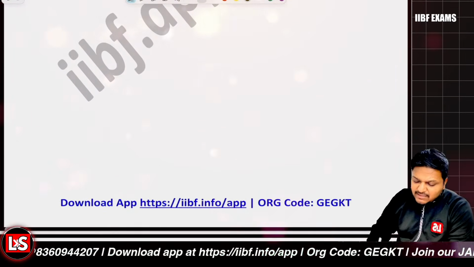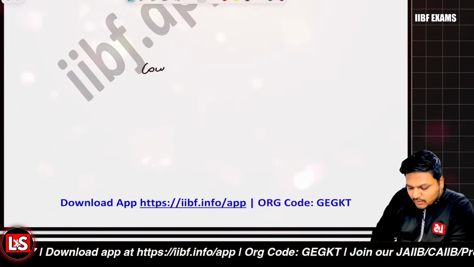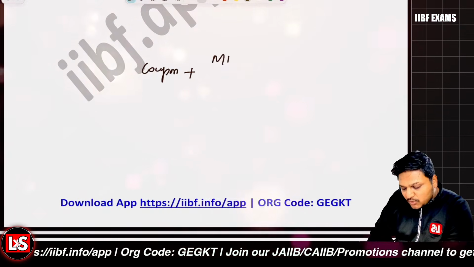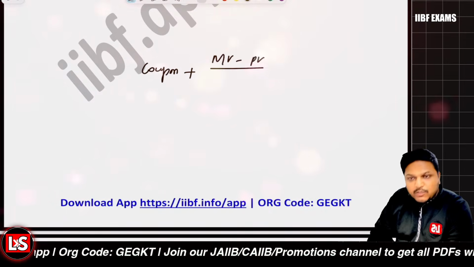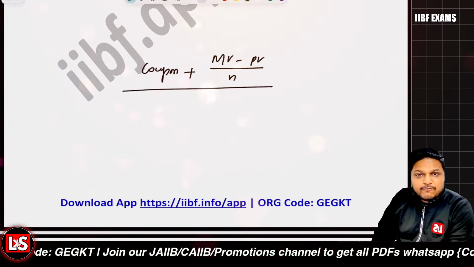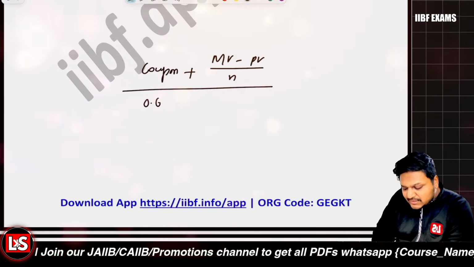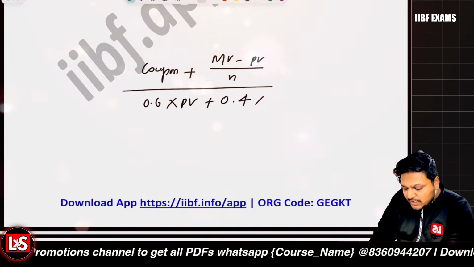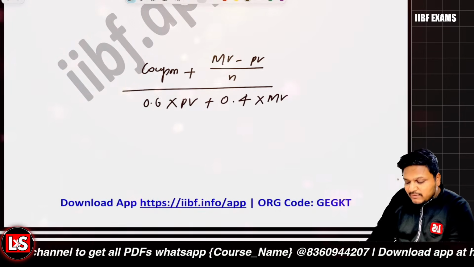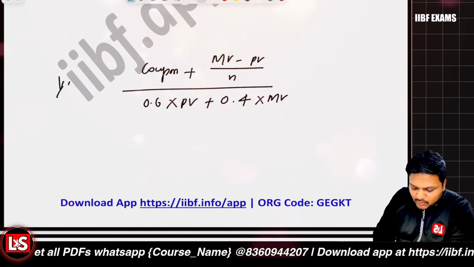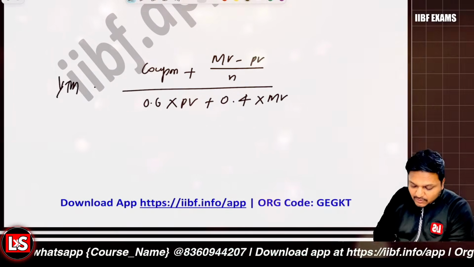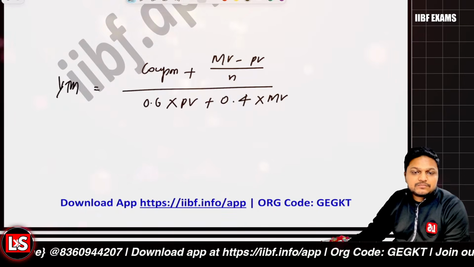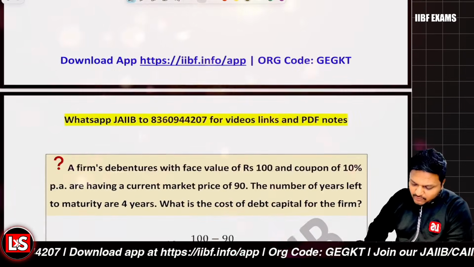How can we memorize it? First of all, it's about the coupon, plus the maturity value minus present value, divided by n, and further divided by 0.6 into the present value plus 0.4 into the maturity value. This is the formula related to the YTM, the approximate YTM. Okay, now let's solve a numerical based upon it.